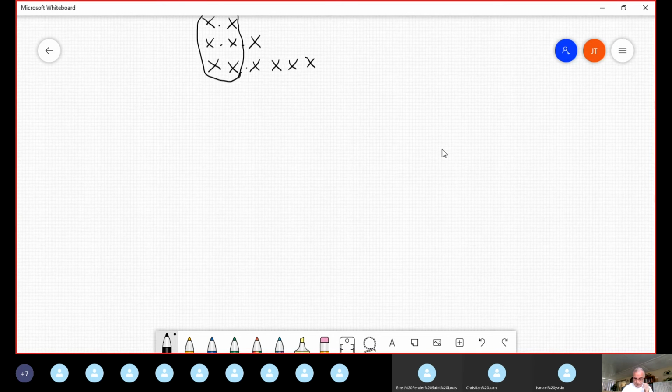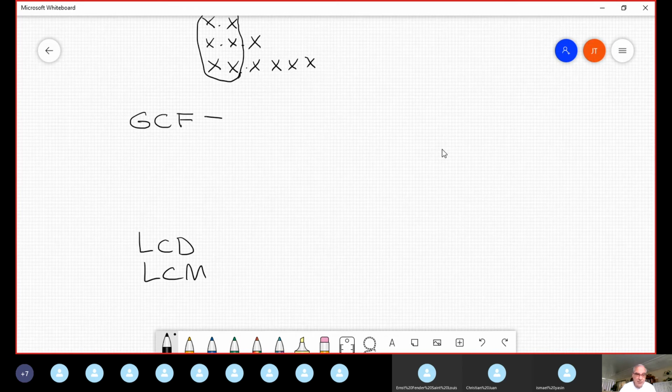Suppose one example to summarize everything. Find the greatest common factor and the least common denominator. Let me practice a little bit. The least common multiple is the same idea. The only difference is that this is the multiple of the number and the denominator, no? But it's the same idea.